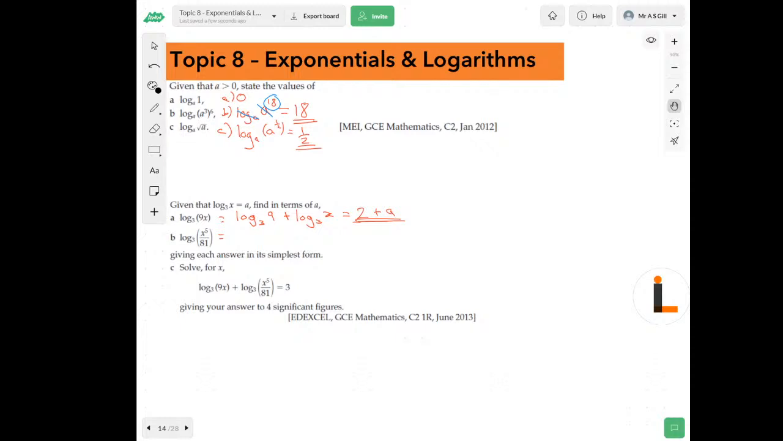And then part B will follow a similar pattern. First we split up these logs using the log laws to get this. And then for the first part, log base 3 of x to the 5, we want to bring the 5 down to make it a coefficient. So we get that. And log base 3 of 81 is 4. And then again, we know that this is a, so actually our final answer is 5a plus 4.